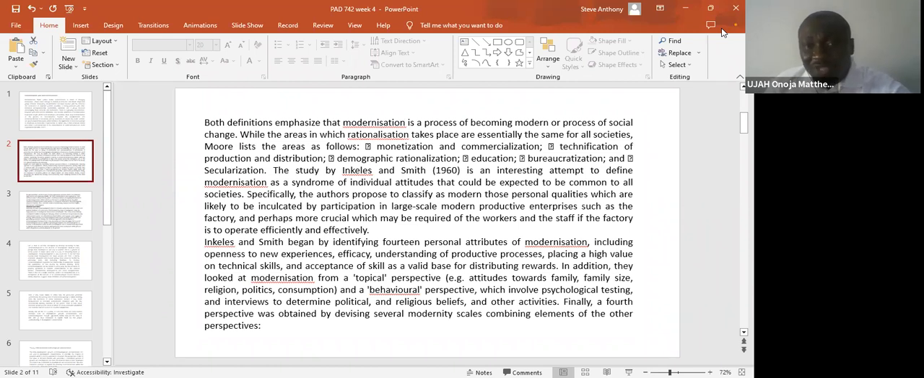So in the views of these scholars as well, there are 14 points or checklists that one can use to measure what modernization entails. And he talked about it from the angle of openness to new experiences, from the issues of understanding of productive processes, placing a high value on technical skill, and a host of other variables that one can look at and measure development within those parameters. In addition, they look at modernization from a topical perspective, e.g. attitudes towards family, family size, religion, politics, consumption.